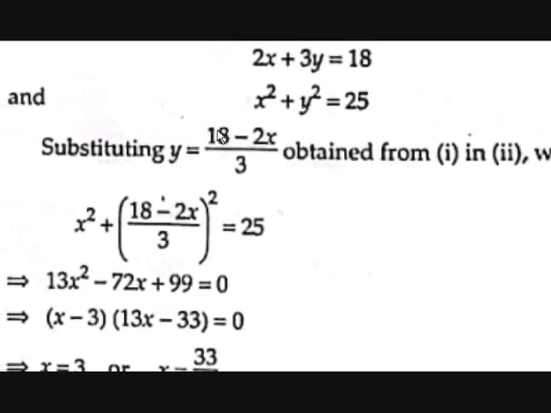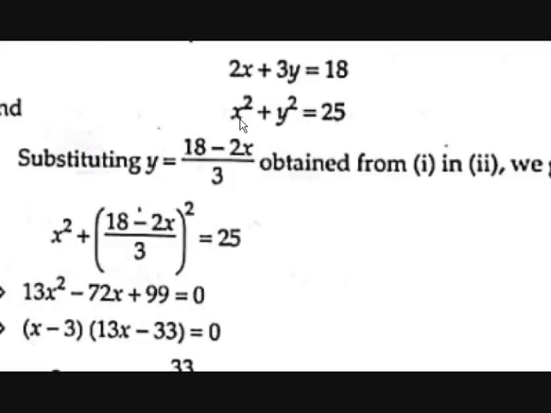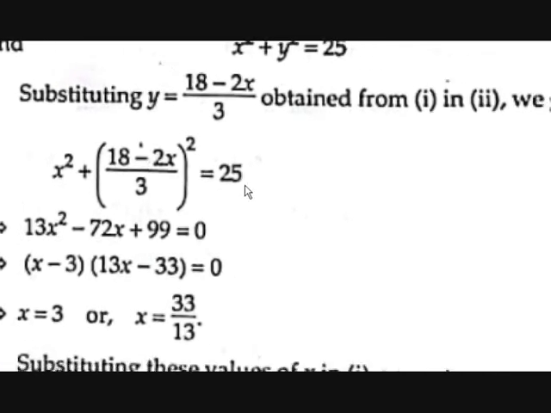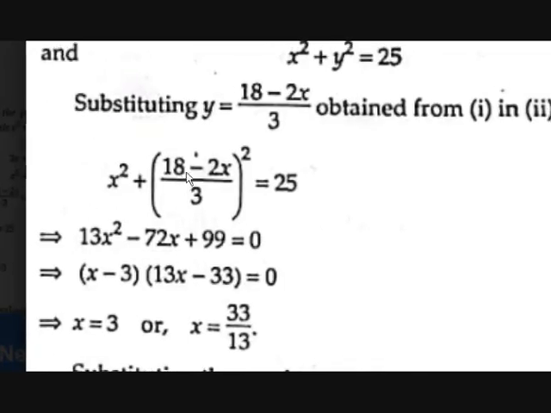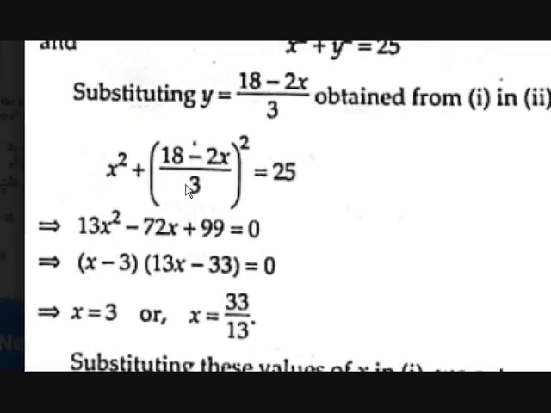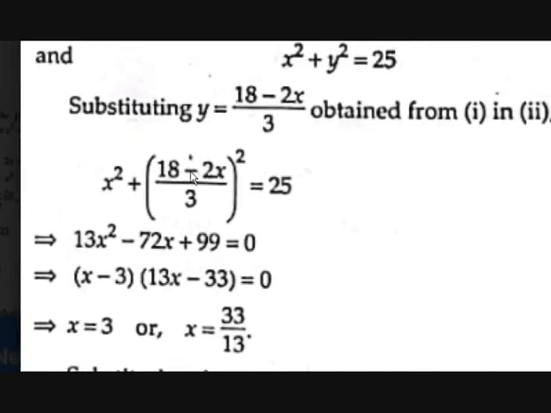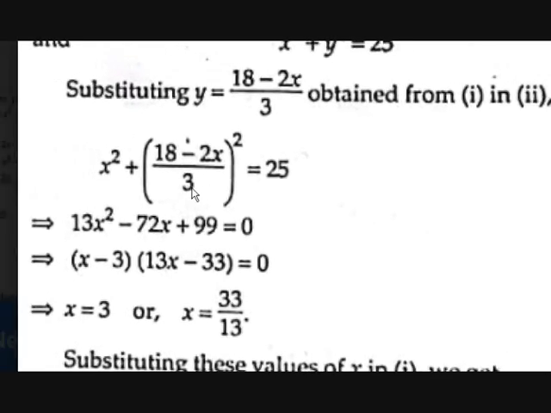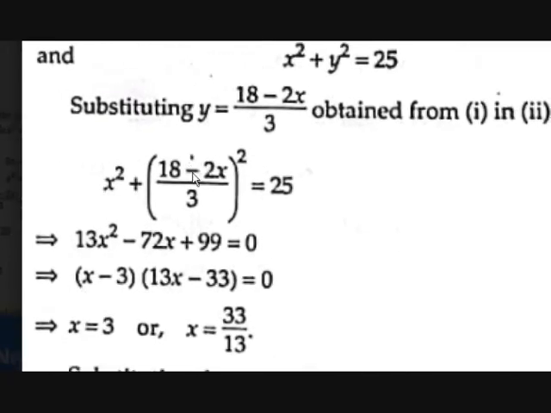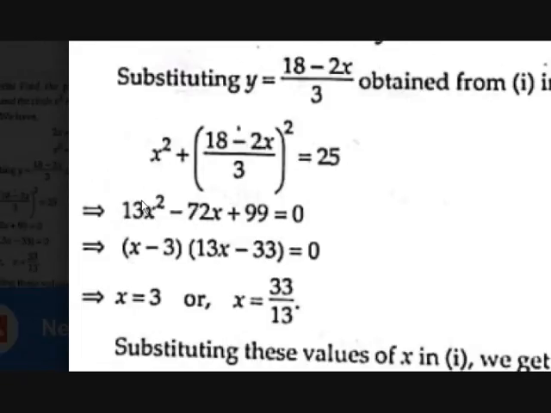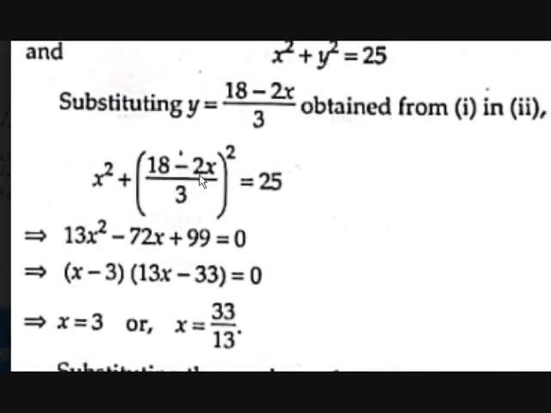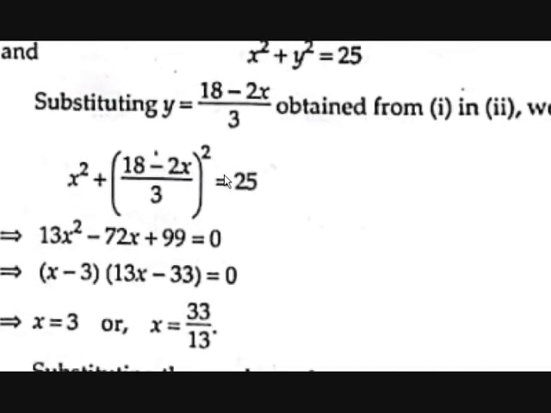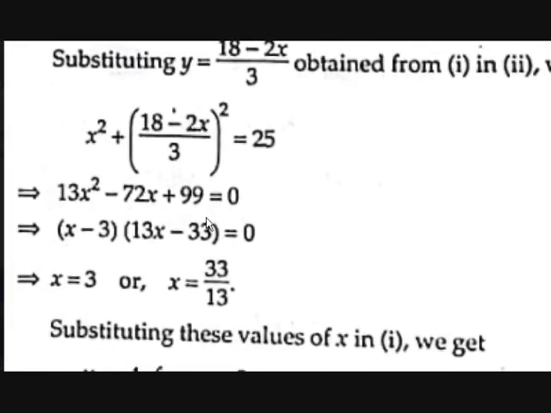Now substitute this y value in equation 2, that means x square plus y square is equal to 25. So x square plus ((18 minus 2x) by 3) whole square is equal to 25. If you simplify this, you will get (18 minus 2x) whole square by 3 square, that means 9, right? 18 square is 324, plus 4x square minus 72x, by 9 is equal to 25. If you take 9 as the LCM, 9 into x square is 9x square, and here we have another 4x square, right? 9 plus 4 is 13, so 13x square minus 72x plus 324 is equal to 225, since 9 goes to the other side. 324 minus 225, you will get 99.